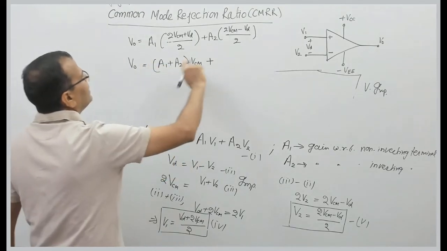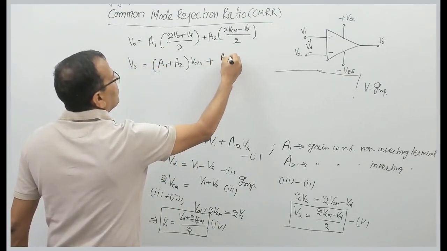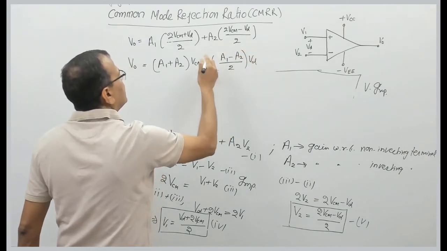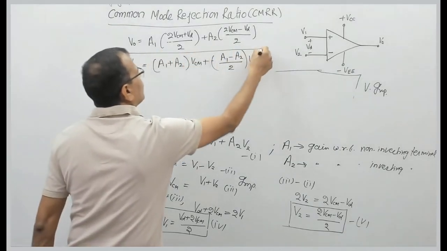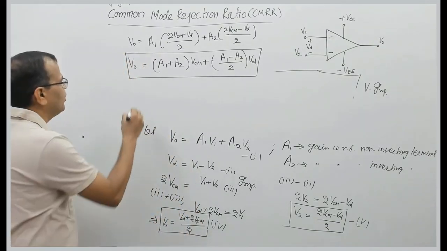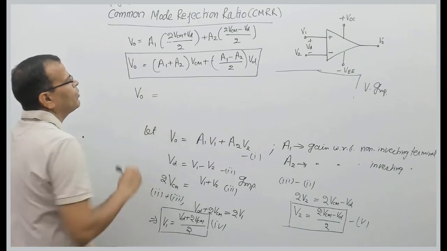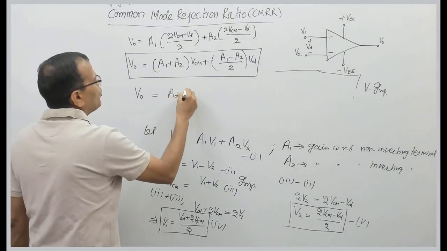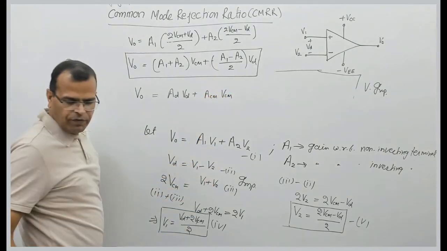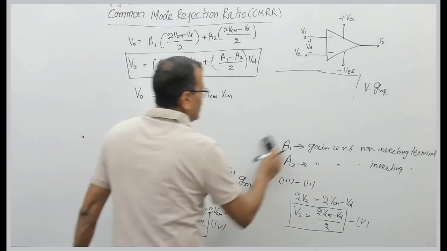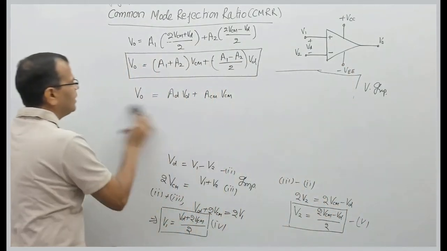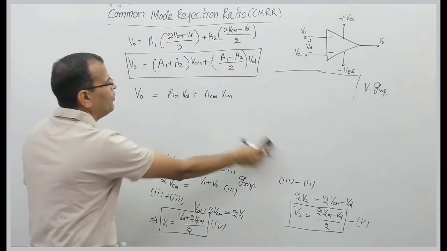Plus, now you can see (A1 minus A2) by 2 into Vd. This is the expression of output voltage in terms of common mode input voltage and differential mode input voltage, or I can write V0 equal to AD into Vd plus ACM into VCM. Fine. So what do we get? You get the expression of output voltage in terms of differential input and common mode input of op-amp.